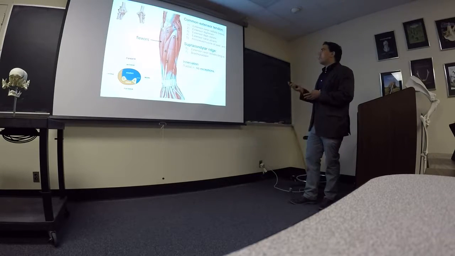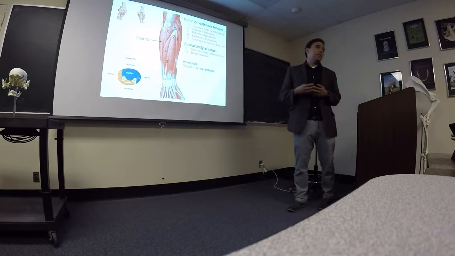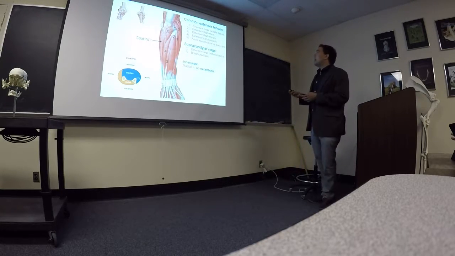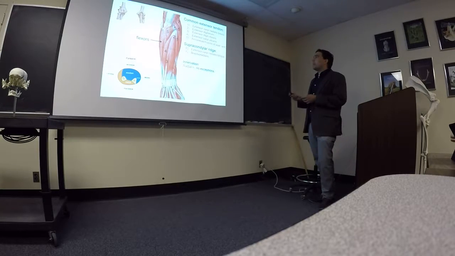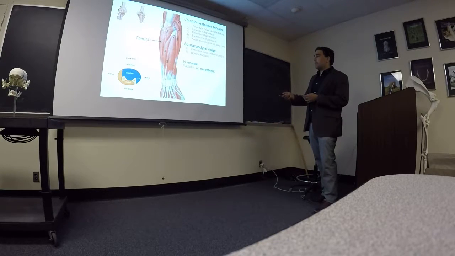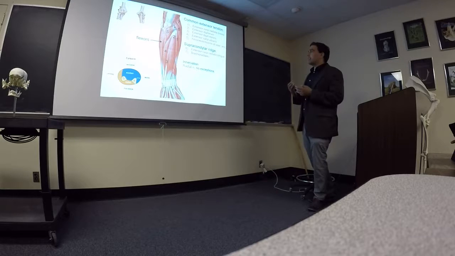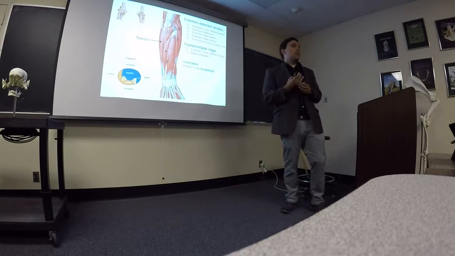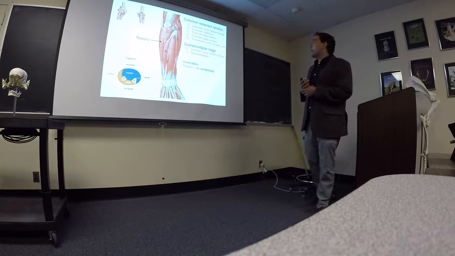So extensor carpi radialis brevis, which is a Latin word that means short. Okay. Extensor digitorum, extensor digiti minimi for the pinky, etc., etc. So these are all a bunch of muscles going down here to either extend at the wrist or to extend at the digits, okay?